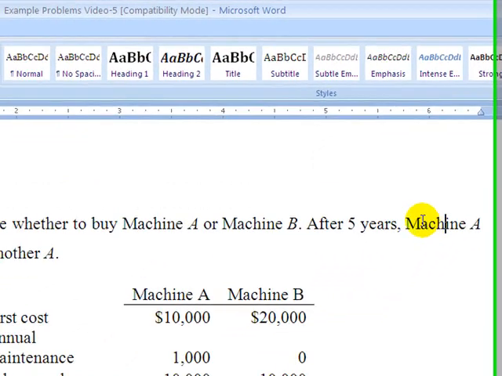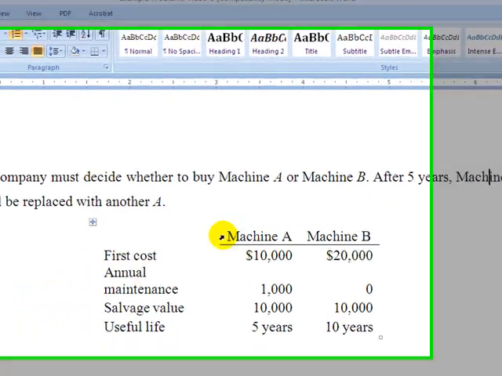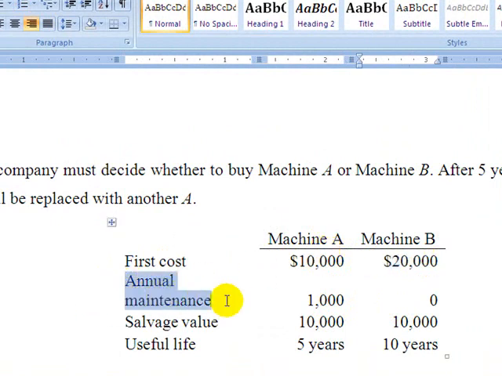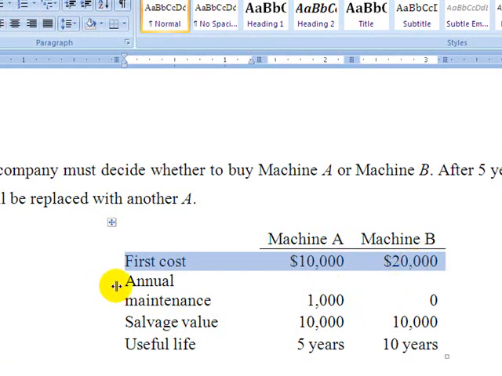So let's see what else is given to us. Machine A first column, machine B second column, and we have some numbers here. The first cost, the cost of the machine. Machine A is $10,000. Machine B is $20,000. So machine B is costlier than machine A. Then annual maintenance cost. So that first cost is P, basically value P, right? Annual maintenance, since it is annual, it is already A. Annual maintenance for machine A is $1,000. Machine B has 0 maintenance, which is a good thing. Even though the initial cost of machine B is high, it has zero maintenance, that is good.